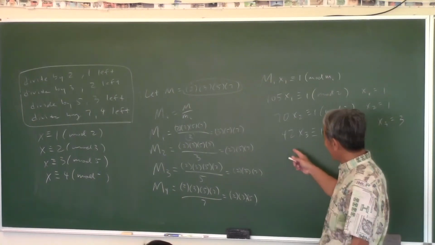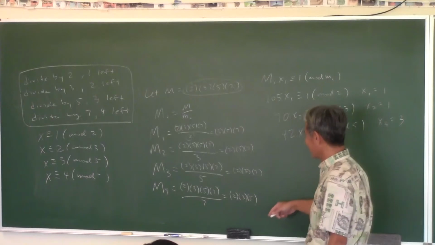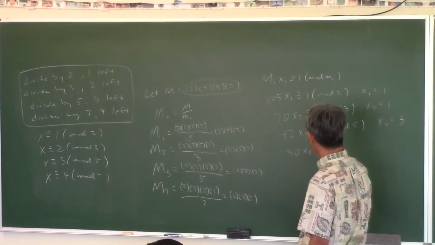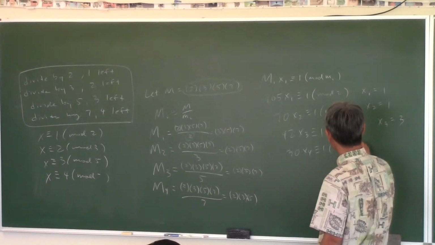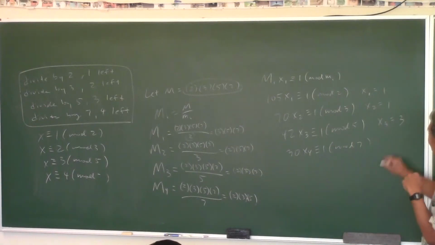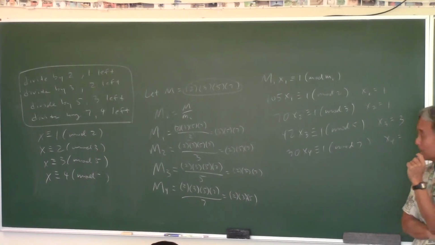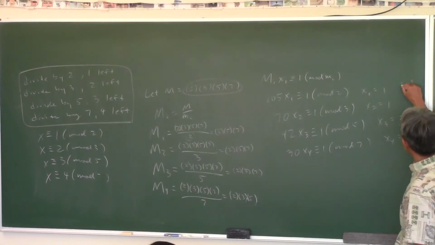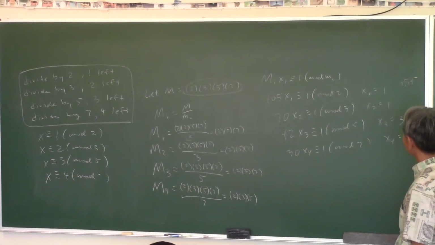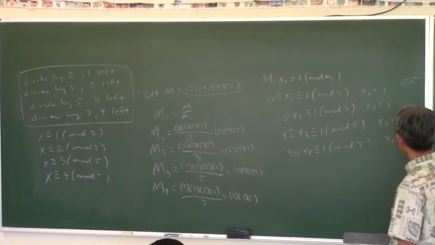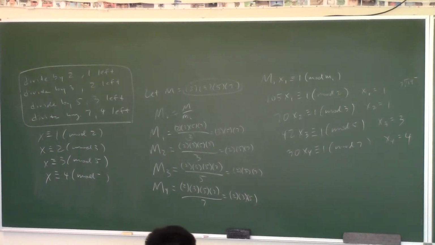Okay, what about M4 now? What is M4? 2 times 3 times 5, which is 30. 30 x sub 4 is congruent to 1 modulo 7. So what number could x sub 4 be? Could it be 1? No. 2? 60 minus 1 divisible by 7? No. Could it be 3? 90 minus 1 divisible by 7? No. 4? 120 minus 1 is 119, which is 17 times 7. Yes, divisible by 7. So x sub 4 is 4. You have to find some number, because there are infinitely many.